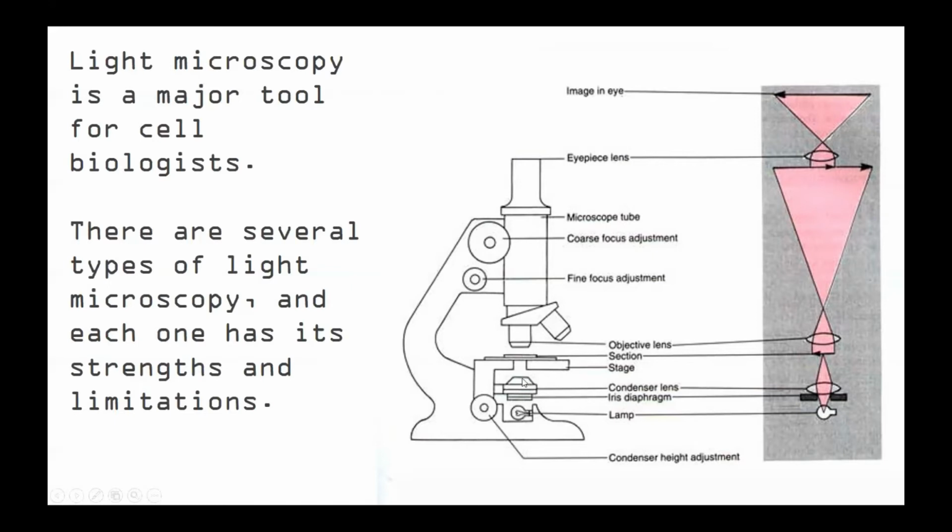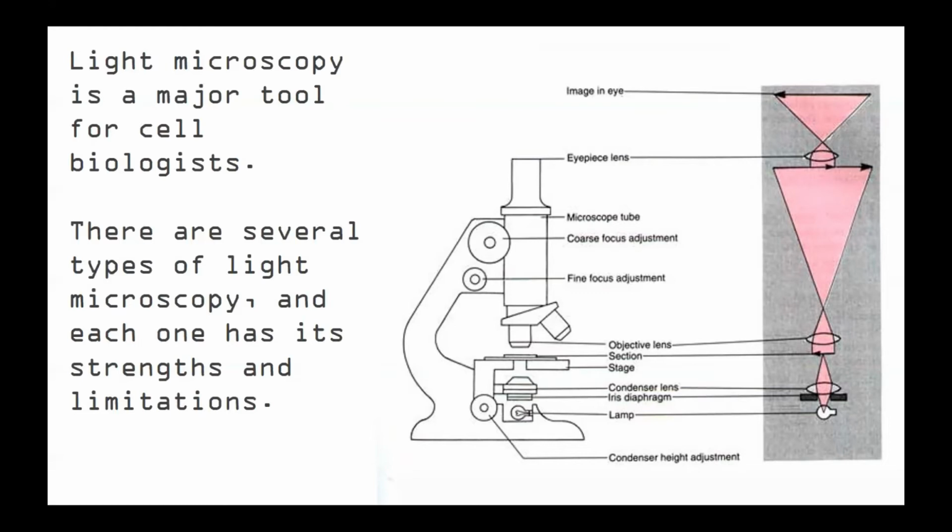We're going to pass light through the sample. Okay, so it has to be thin enough to pass through. Ricochet around, objective lenses, eyepiece lenses, get the desired magnification, and then we can see the image in our eyes. So this is going to be the way that basic light microscopy works. And we're going to talk about several different types of light microscopy and talk about the strengths and limitations of each.